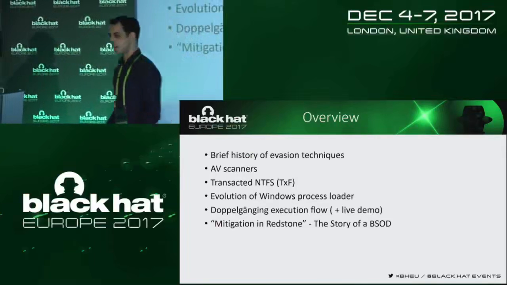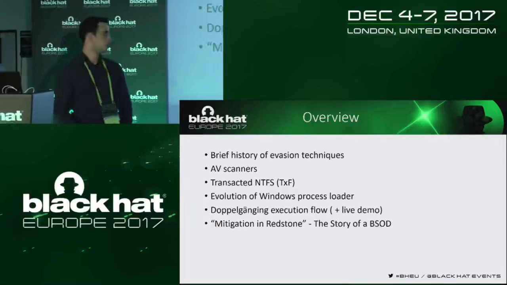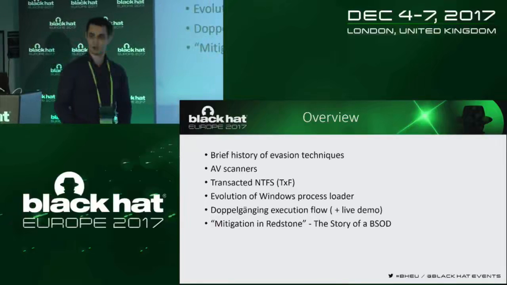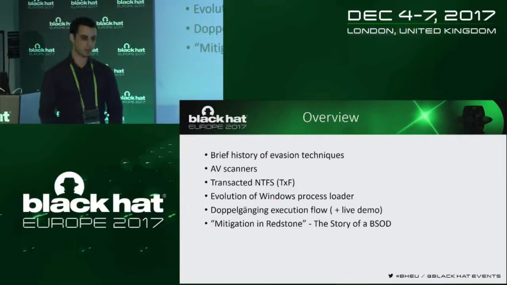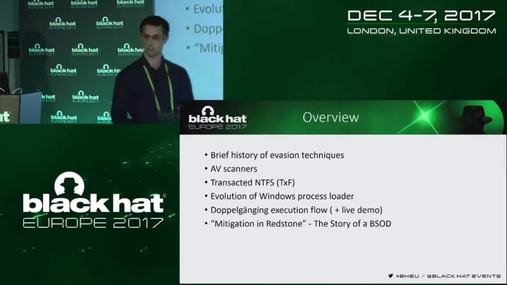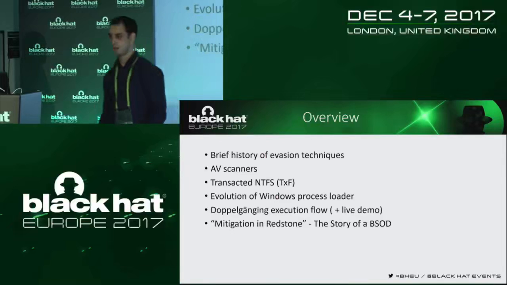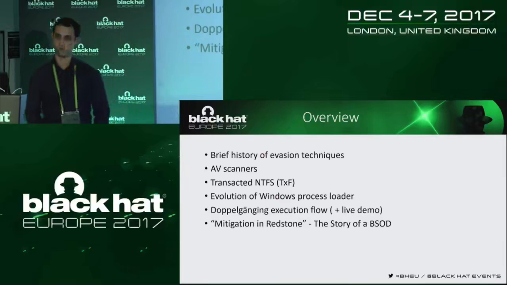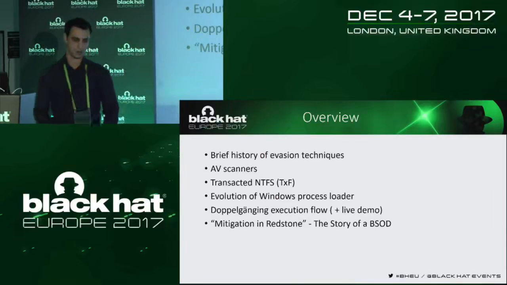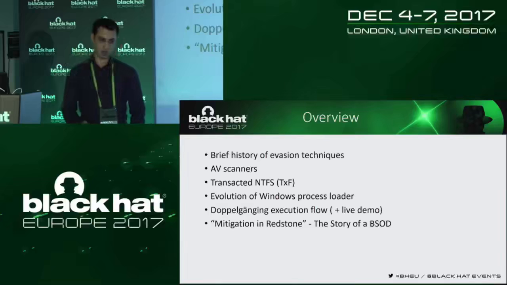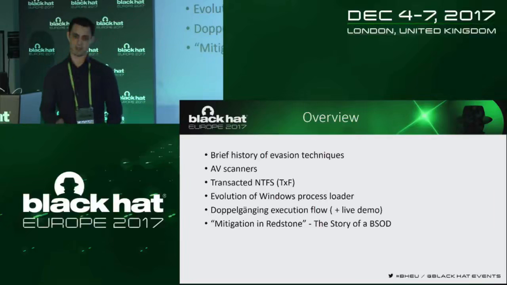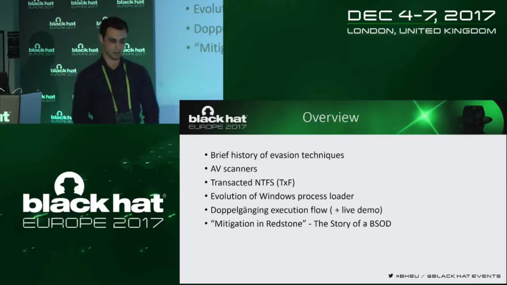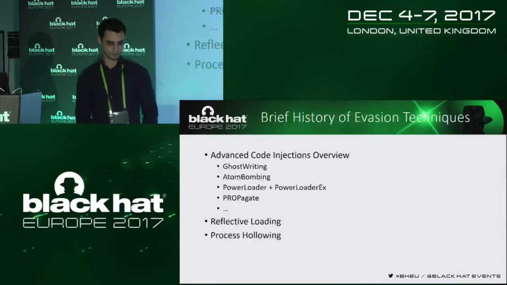We're going to start off by talking about the history of evasion techniques. We're going to move on to talk about AV scanners and all the different factors to consider when implementing one. Then we're going to discuss transacted NTFS, or TxF, as it's known by Microsoft, and then move on to discuss the evolution of the Windows process loader over the years. Finally, we're going to get to the Doppelgänging execution flow, followed by a live demo. And then if we have time, we'll discuss a mitigation in Redstone, and a story of a blue screen of death that we ran into while conducting this research.